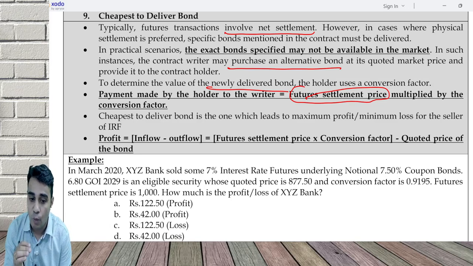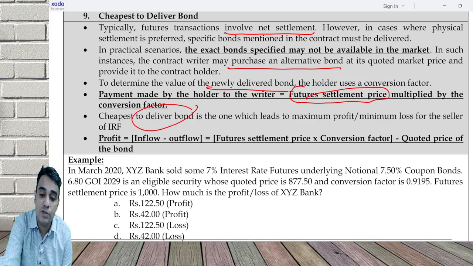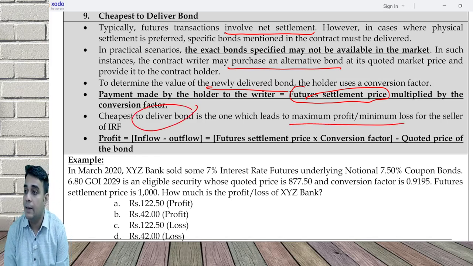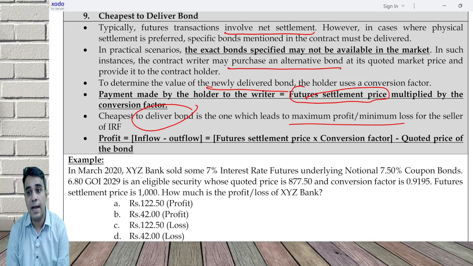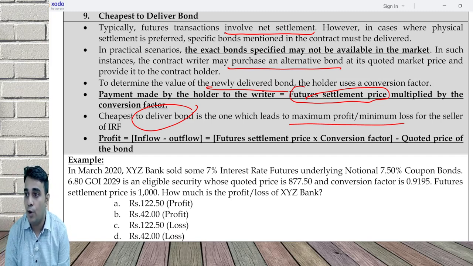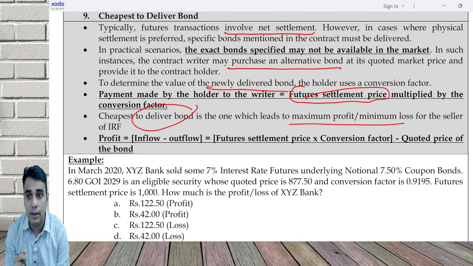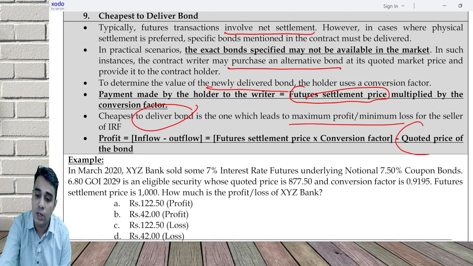I will try to find a bond which gives me maximum profit. How is profit calculated? Inflow minus outflow. What is inflow? Future settlement price into the conversion factor. What is outflow? I have to go to the market and buy it, which is the quoted price of the bond.